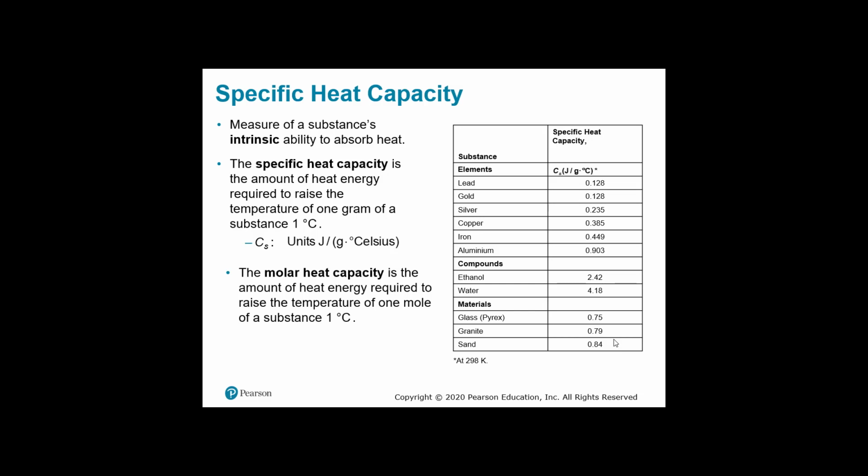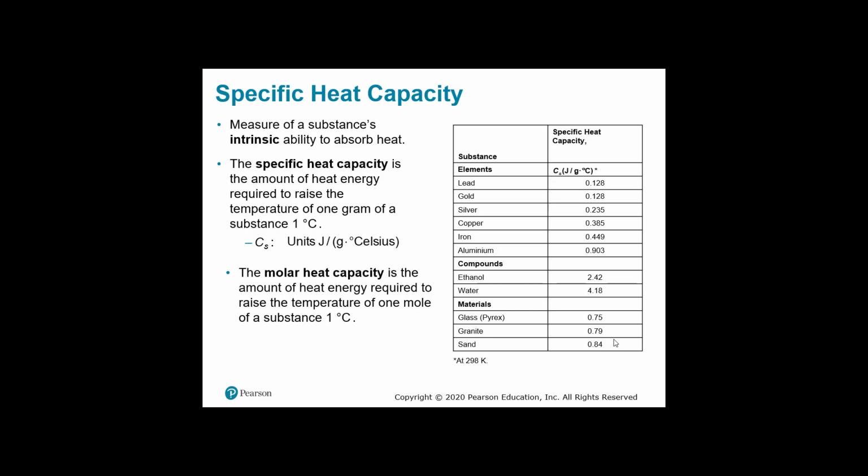So the specific heat capacity is the amount of heat energy required to raise the temperature of 1 gram of a substance by 1 degree Celsius. Now, specific heat capacity has 3 units. It is either joules over grams Celsius or calories over grams Celsius. This is never negative because this is describing a heat value for substances.